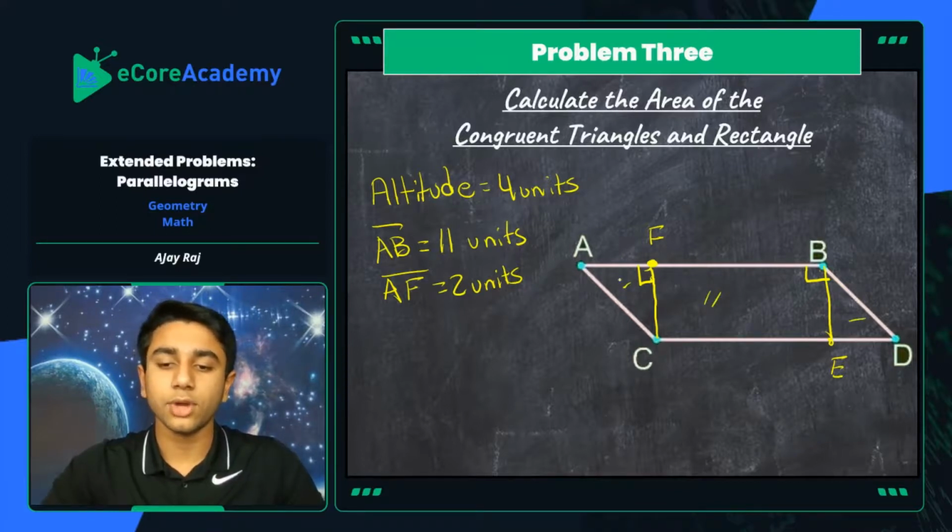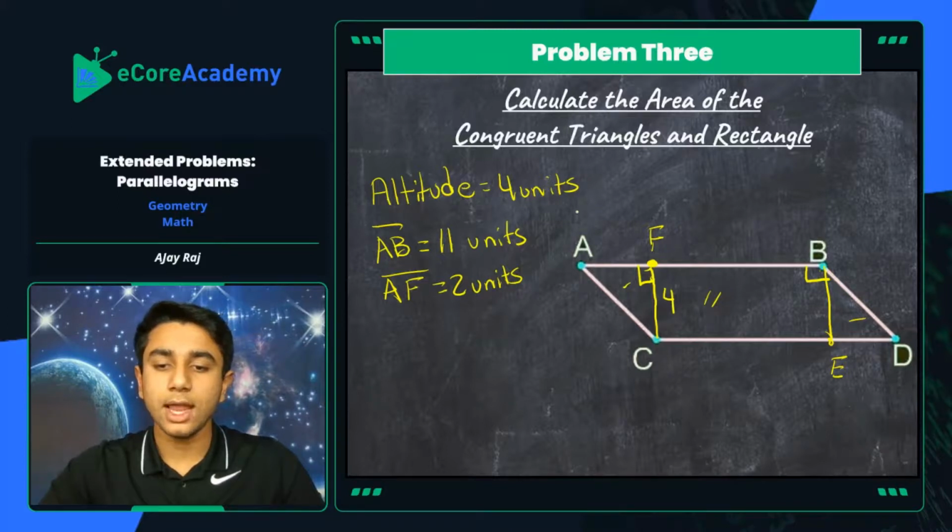All right, let's start off with the triangle here. So we know that since these two are going to be congruent, which I already referred to in my previous video, that's one of the properties of parallelograms. These two right triangles are going to be congruent. So if we calculate the area of one, we can automatically calculate the area of the second one. So let's start off with this value here. We know that our altitude is going to be 4 units. So we can put our 4 right here. Now the only other value that we need is the length of AF.